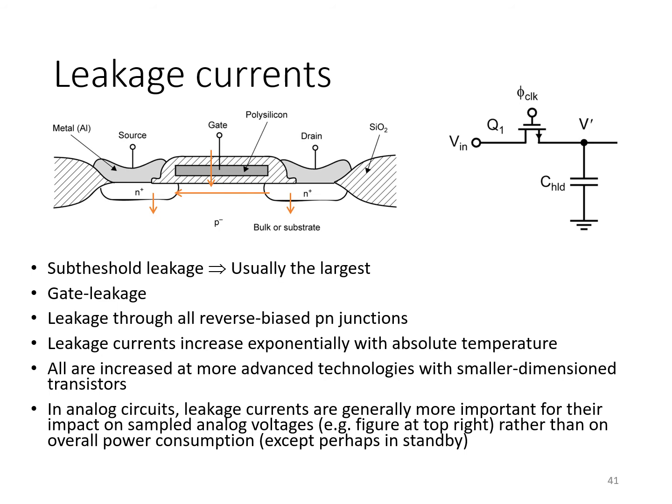And finally, just a reminder, leakage currents increase dramatically with absolute temperature, in fact, exponentially. So if you're considering a circuit where leakage currents may be a problem, and you want to simulate the worst case, you really need to set the simulation setting to the maximum operating temperature that's of interest.